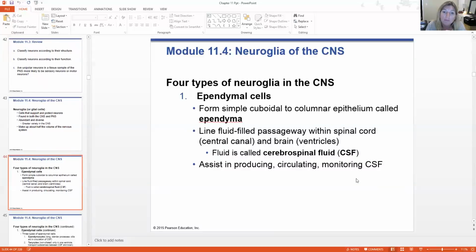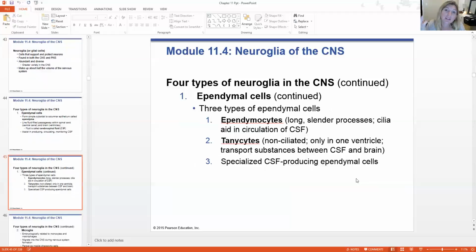There are 4 main types of neuroglial cells in the central nervous system. Ependymal cells. Ependymal cells form this kind of columnar epithelium called the ependyma. It's basically lining the fluid-filled passageway where the cerebrospinal fluid is going to circulate. And it's the role of these ependymal cells, again, picture like an epithelial lining that's just specialized for the central nervous system. The role of this is basically to monitor and adjust and really create and produce the cerebrospinal fluid.